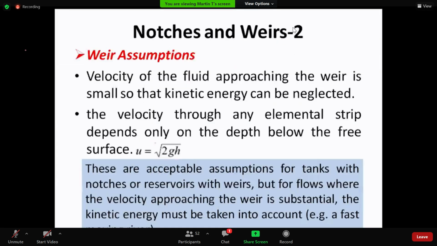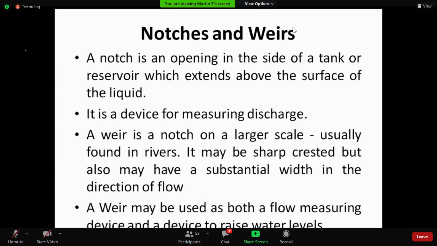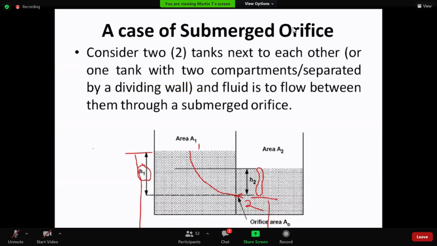Okay. So the other application is on notches and weirs. A notch is an opening on the side of a tank which extends above the surface of the liquid. For example, if I have a tank, let me draw it on the side. Assuming this is a perfect rectangle, if I have this tank, and then I cut a V slit here.